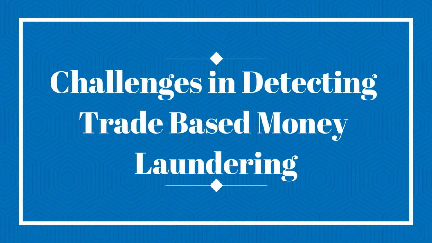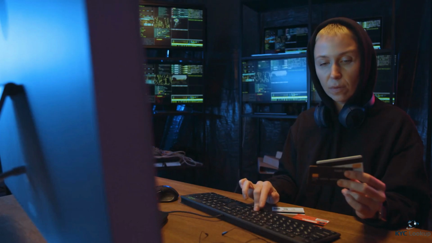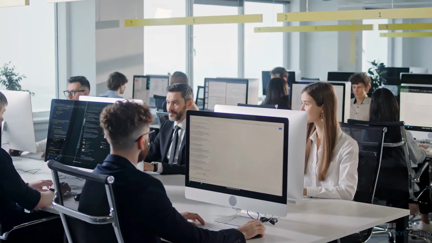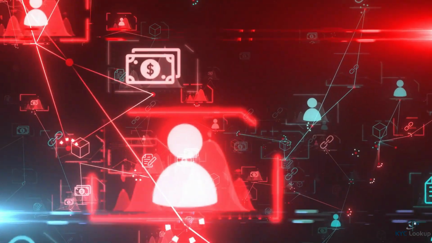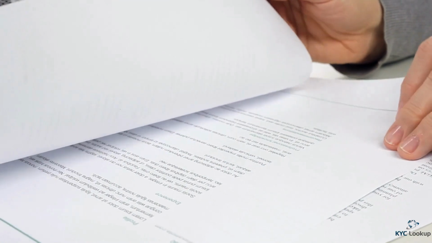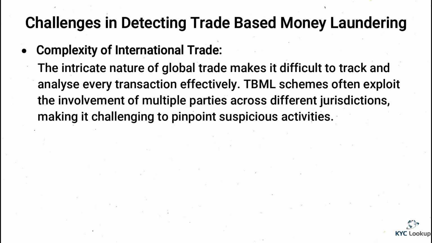Challenges in detecting trade-based money laundering. Detecting trade-based money laundering, TBML, poses significant challenges for authorities and financial institutions due to its complex nature and the vast volume of international trade transactions. Some key obstacles include complexity of international trade. The intricate nature of global trade makes it difficult to track and analyse every transaction effectively. TBML schemes often exploit the involvement of multiple parties across different jurisdictions, making it challenging to pinpoint suspicious activities.